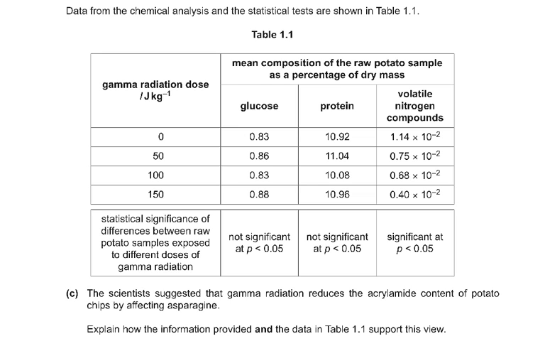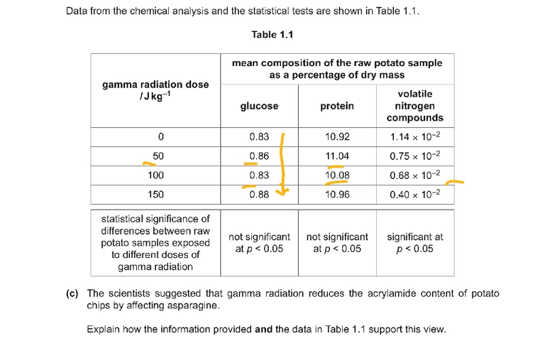50, this, 0.86, 11, 100, 0.83, 10.0. You must do this. You must read it very carefully. You must see a trend. So as the gamma radiation dose is increasing, the glucose is sort of increasing. 83, then it's 88.